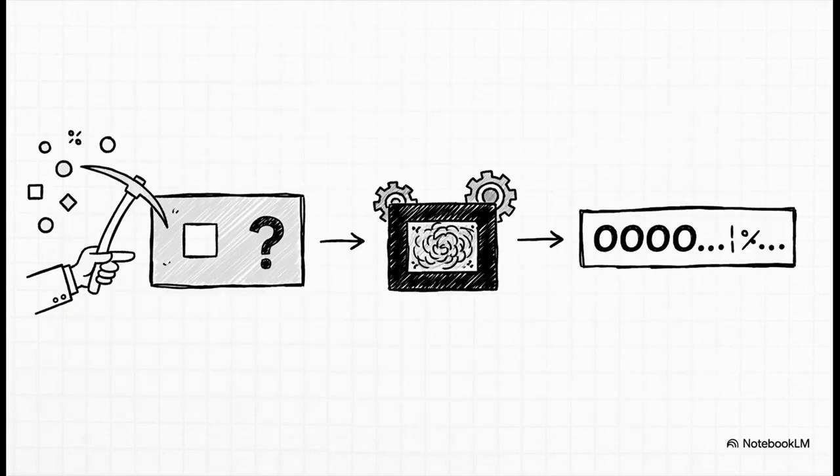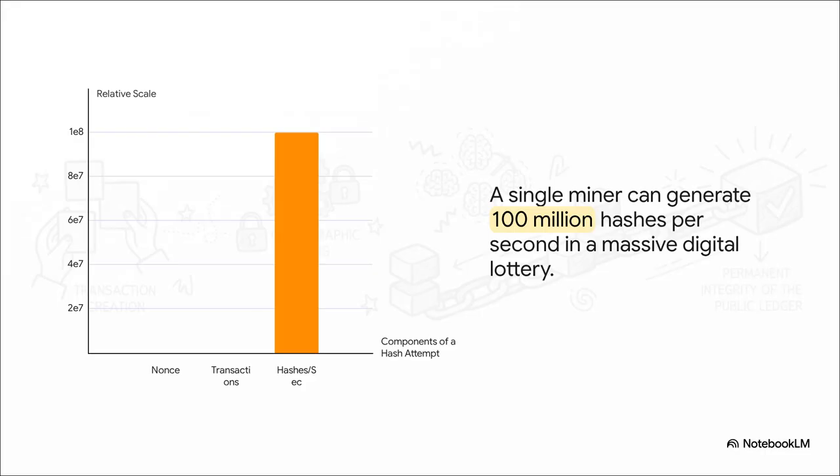So what is this puzzle they're trying to solve? Well, a miner grabs a whole bunch of pending transactions from the mempool, including Monica's, and bundles them together. Then, they have to find one specific magic number, called a nonce. You can think of a hash function like a digital blender. You throw in all the transaction data, you add your guess for the nonce, you hit blend, and out pops a totally unique code. The goal is to find a nonce that makes that final code start with a whole bunch of zeros.